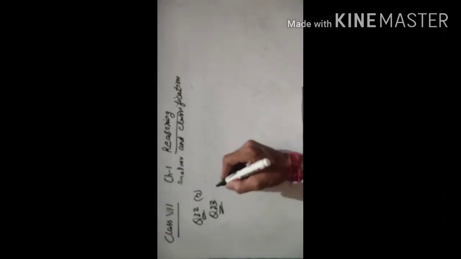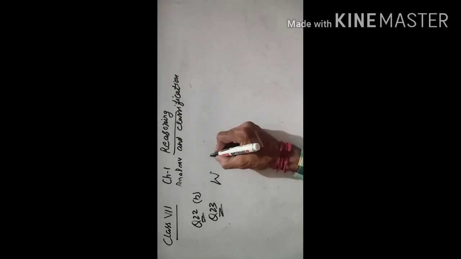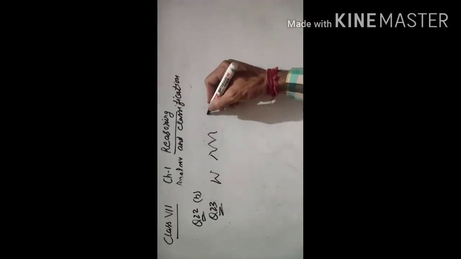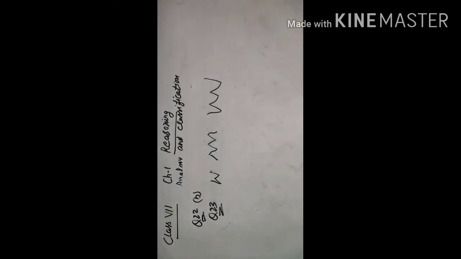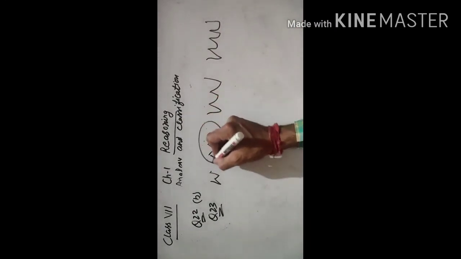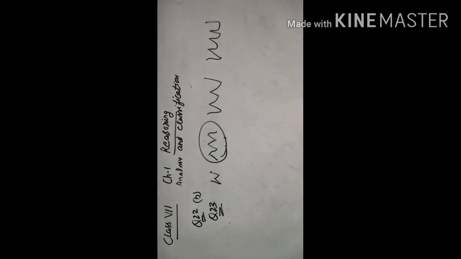Question number 23 is: first figure is this, second is, third is, and fourth is this. This is the inverted one, so this is the odd one, so the answer is B, the odd one.